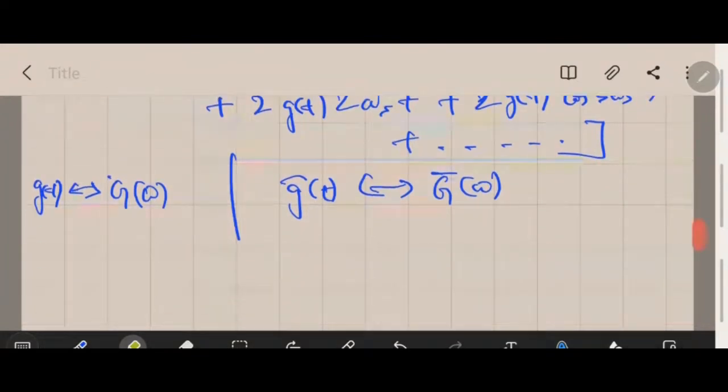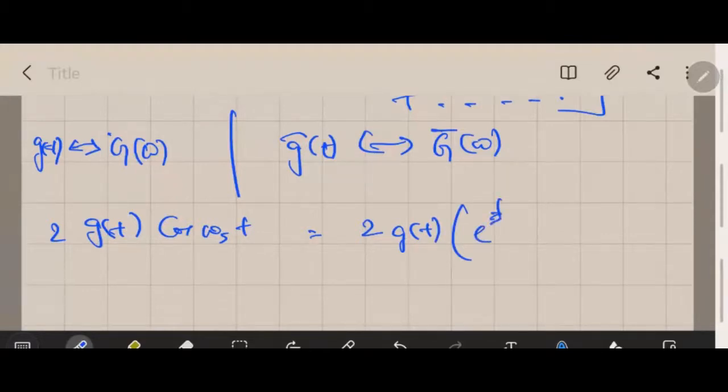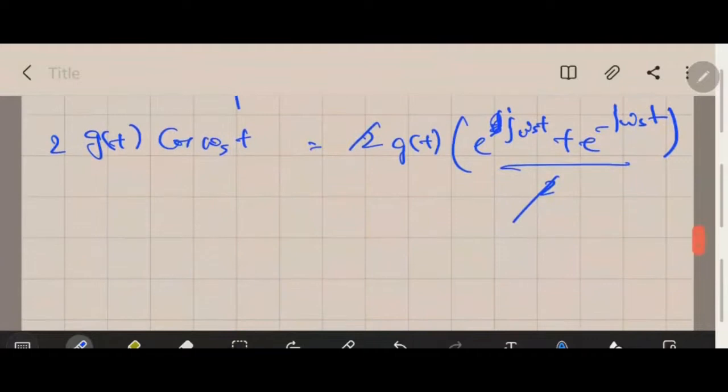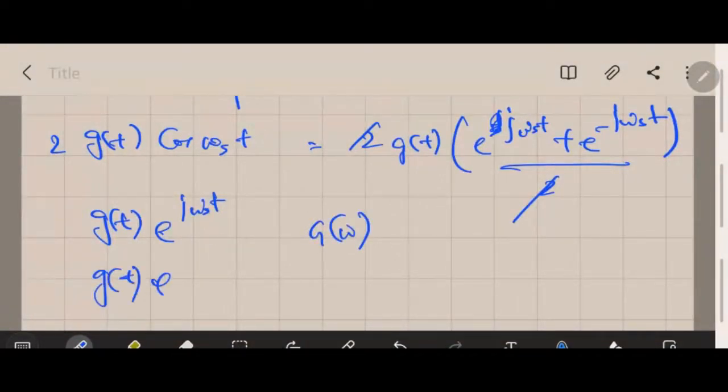Okay, so this g of t cos omega st, 2 g of t is there. So that can be written as 2 g of t multiplied with e to the j omega st plus e to the minus j omega st, whole by 2. Okay, so you already know what is the Fourier transform of g of t multiplied with e to the power j omega st, because you already know that the Fourier transform of g of t is g of omega. Similarly, for g of t e to the power minus j omega st, you also know what is the Fourier transform. What is it?